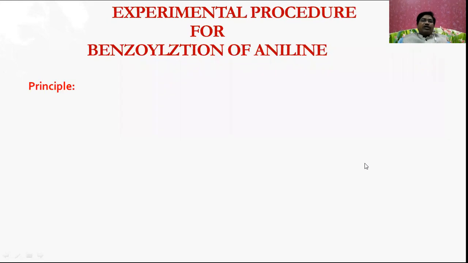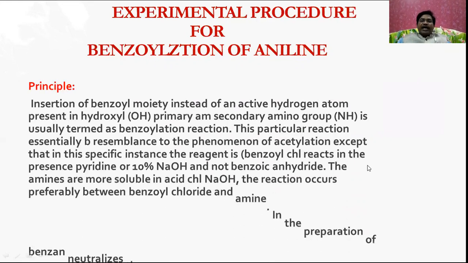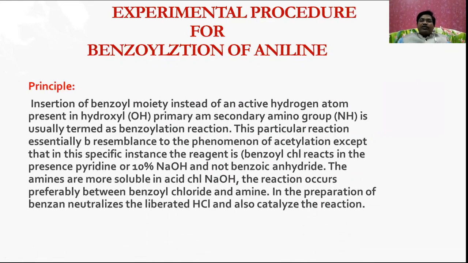What is the principle involved here? Insertion of a benzoyl moiety instead of an active hydrogen atom present in a hydroxyl group, primary or secondary amino group, is usually termed a benzoylation reaction. This particular reaction essentially resembles acetylation, except that in this specific instance the reagent is benzoyl chloride, which reacts in the presence of pyridine or 10% NaOH, and not benzoic anhydride.